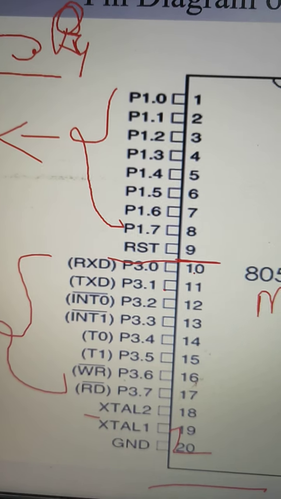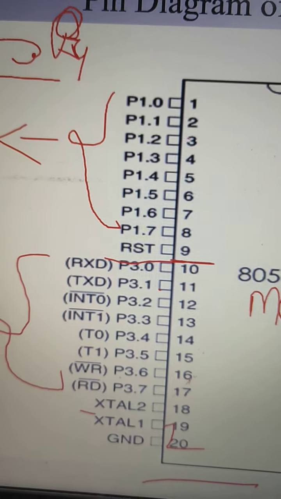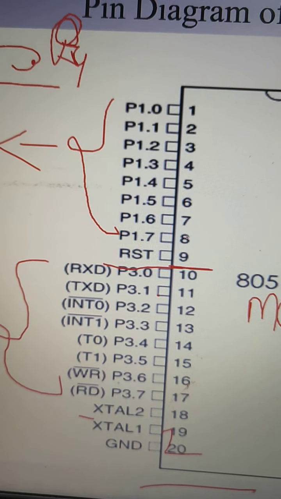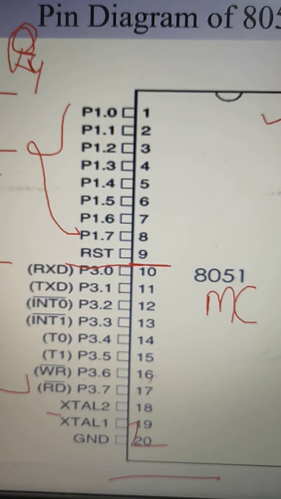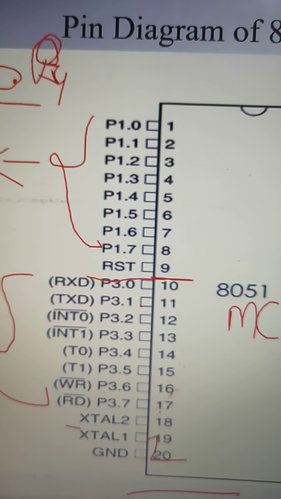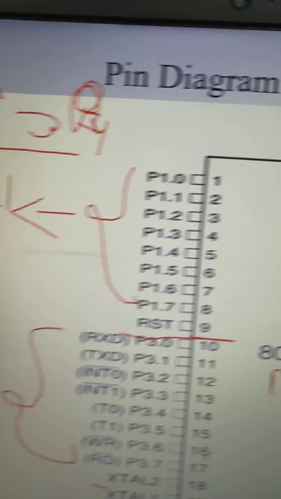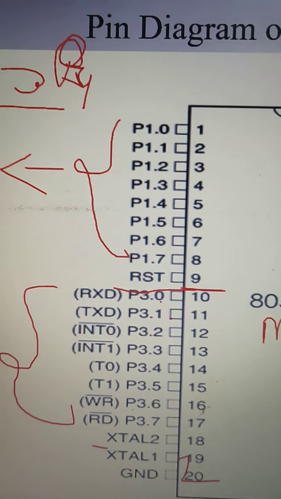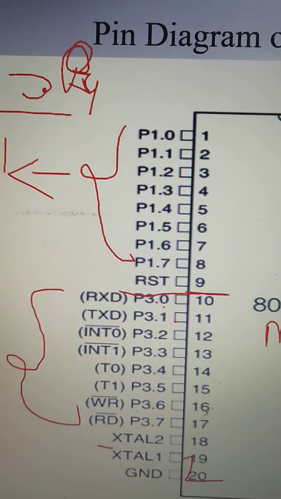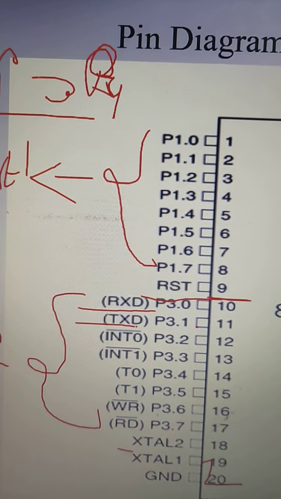Now, pins 10 to 17. We already completed that pins 1 to 8 are for port 1 and the 9th pin is for reset. Pins 10 to 17 are meant for port 3. We know that port 3 pins are meant for interfacing or external access. For example, P3.0 is meant for receiving the data, and P3.1 is meant for transmitting the data.